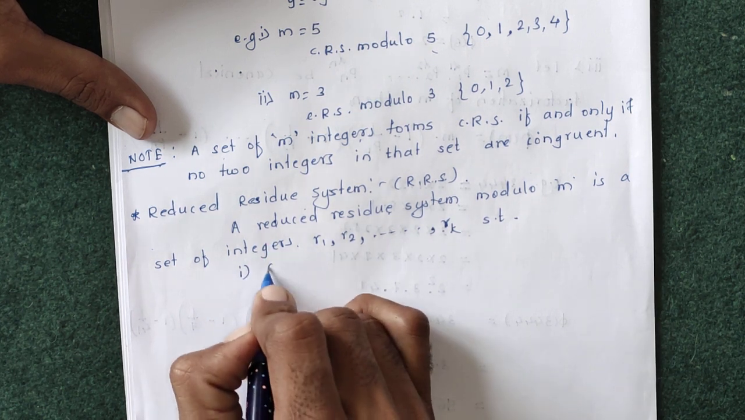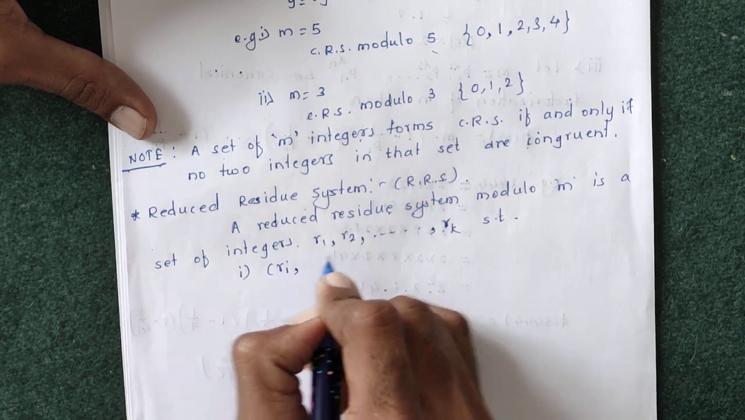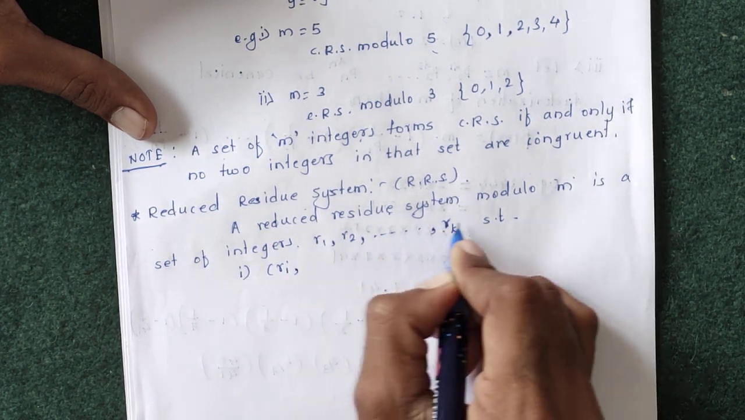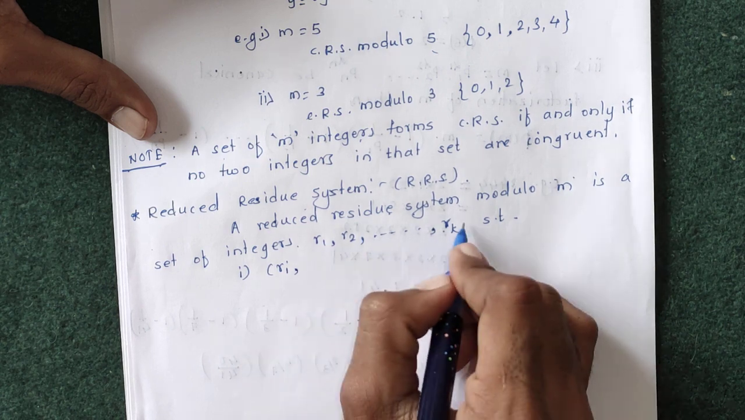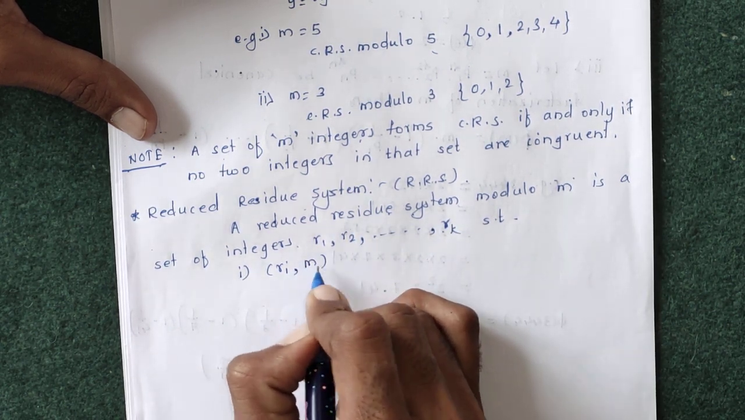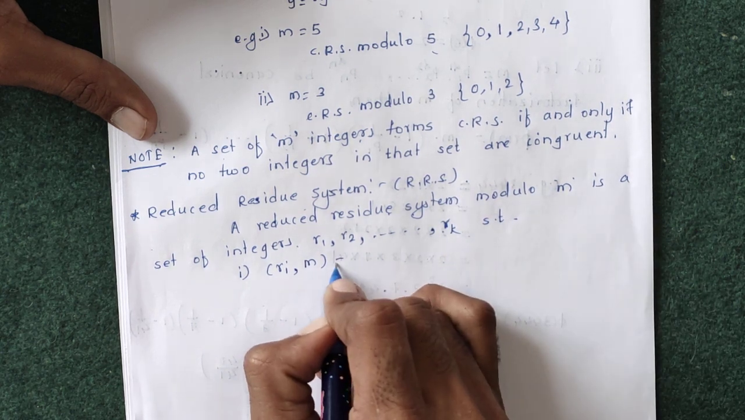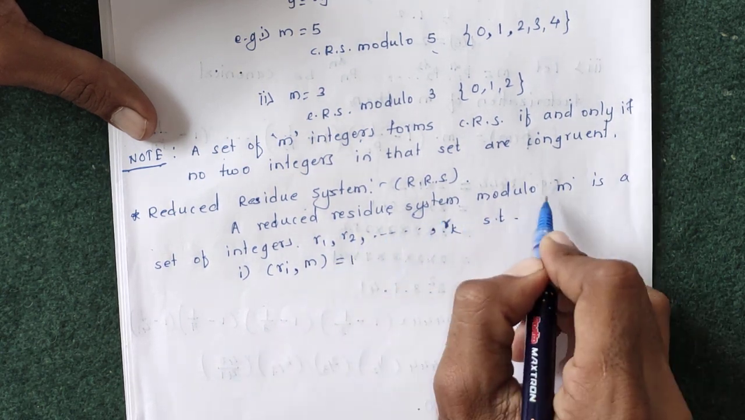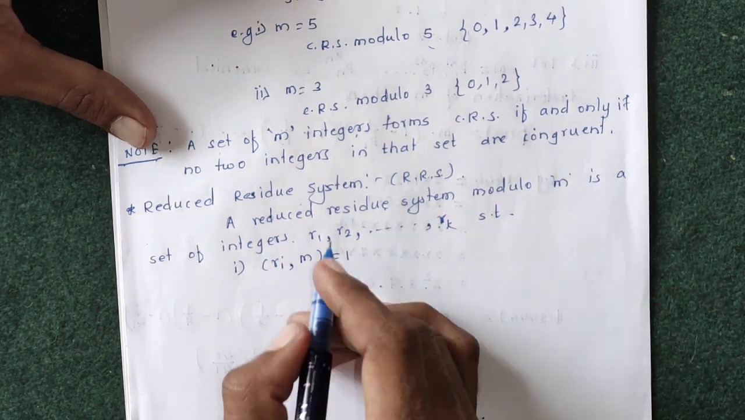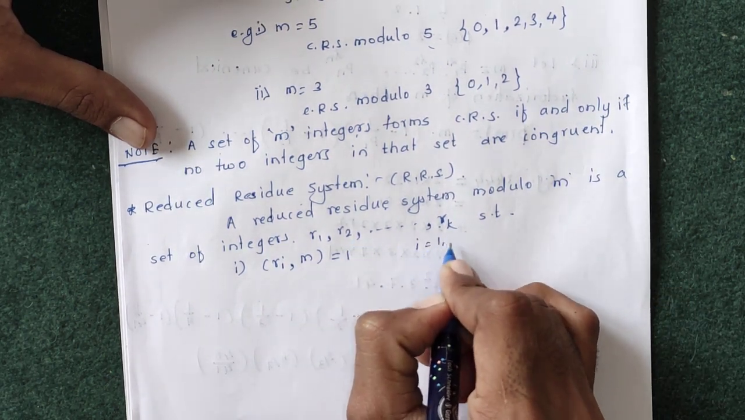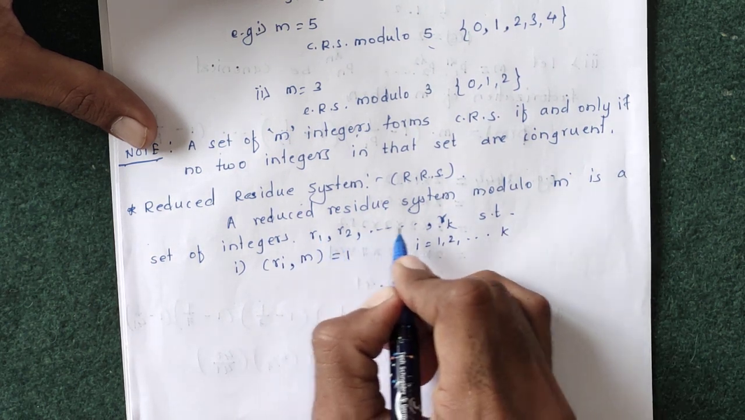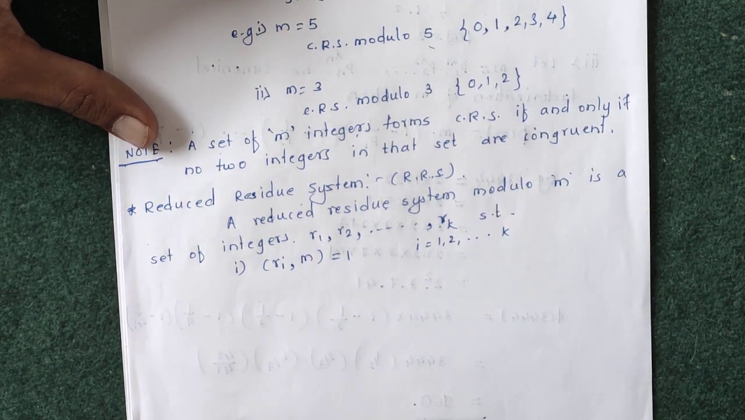The first condition is that the residue of every integer r1, r2 up to rk with m must be 1, that is, all these integers must be relatively prime to this number m, for all i running from 1 up to k. Every integer r1, r2 up to rk must be relatively prime to m.